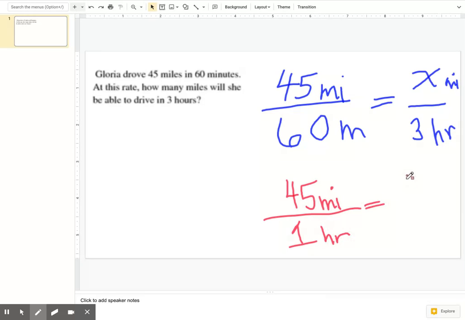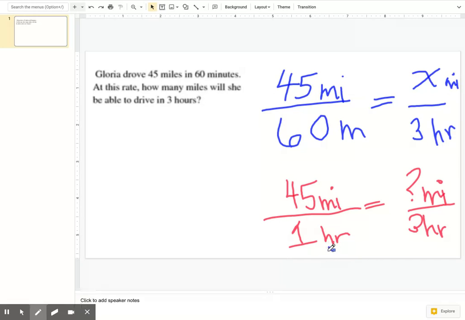Now we're trying to figure out how many miles Gloria will drive in 3 hours. When we have two equivalent ratios set equal to each other, those are called proportions. How we solve proportions, I've already told you, we can look up and down: how many ones are in 45? Or we can look left to right: how many ones are in 3. In this case, I'm going to look left to right.